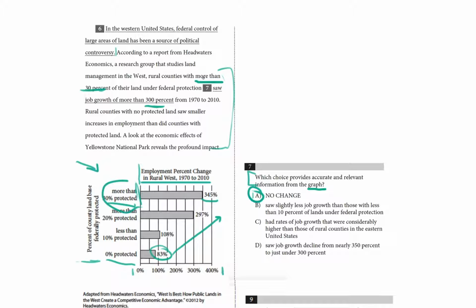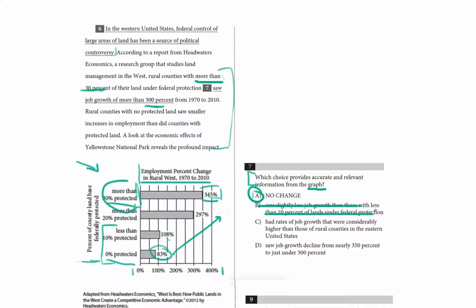Rural counties with more than 30% of their land under federal protection saw, choice B, slightly less job growth than those with less than 10% of lands under federal protection. So that would be arguing that these two, the 108% growth and the 83% growth, are greater job growth than the 30%, right? That this 345 is actually smaller, less than 108 or 83, and that's not true.